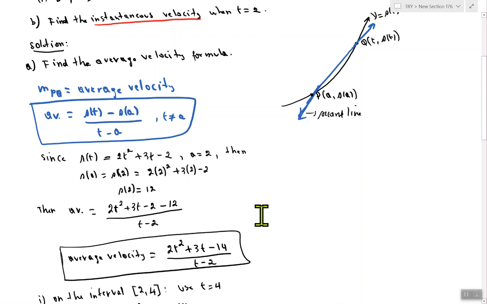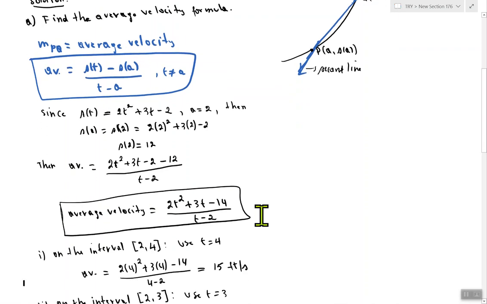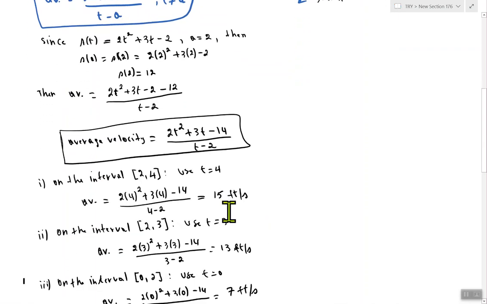All I have to do now is check every interval. So you go to every interval and check it. For example, the interval 2 to 4, 2 seconds to 4 seconds: you plug in anything that is not 2, because we already plugged in 2 here. So you plug in 4 into this equation, and it gives you 15 feet per second. That's the average velocity between time t equals 2 seconds and time t equals 4 seconds.